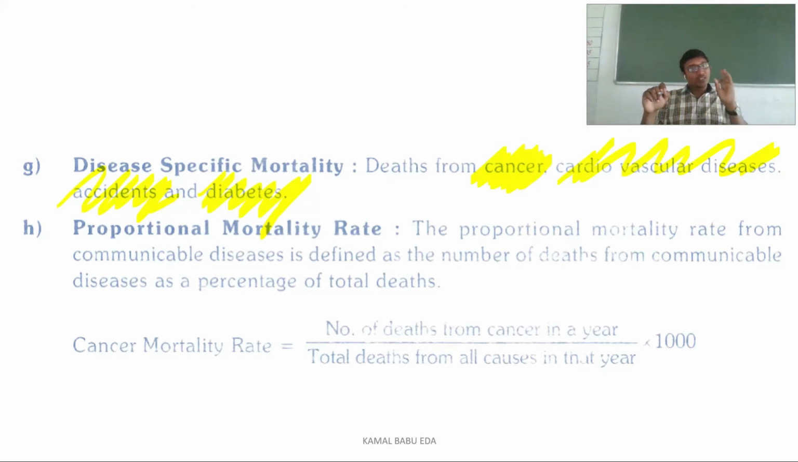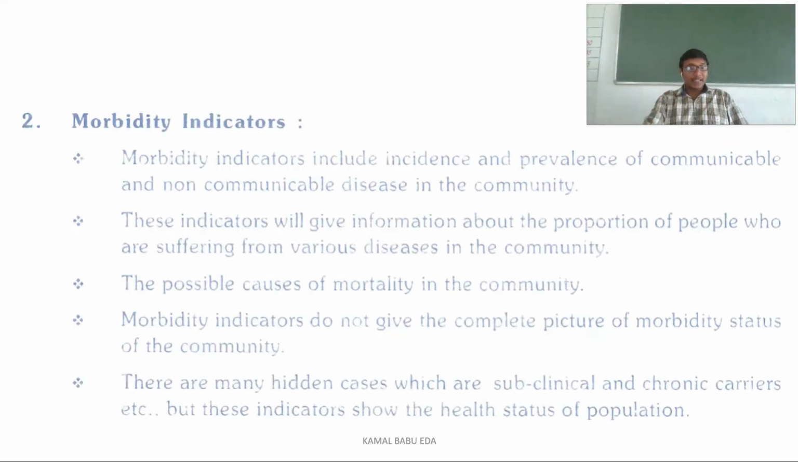If you see the cancer mortality rate, for example, it is the number of deaths that occurred from cancer during the year divided by the total number of deaths that occurred due to all causes. So you will get the specific cancer rate here.